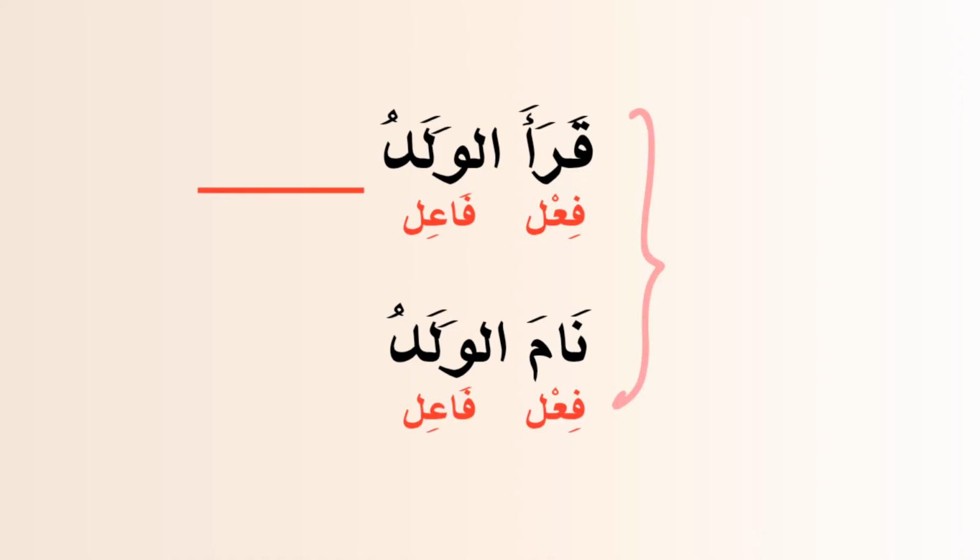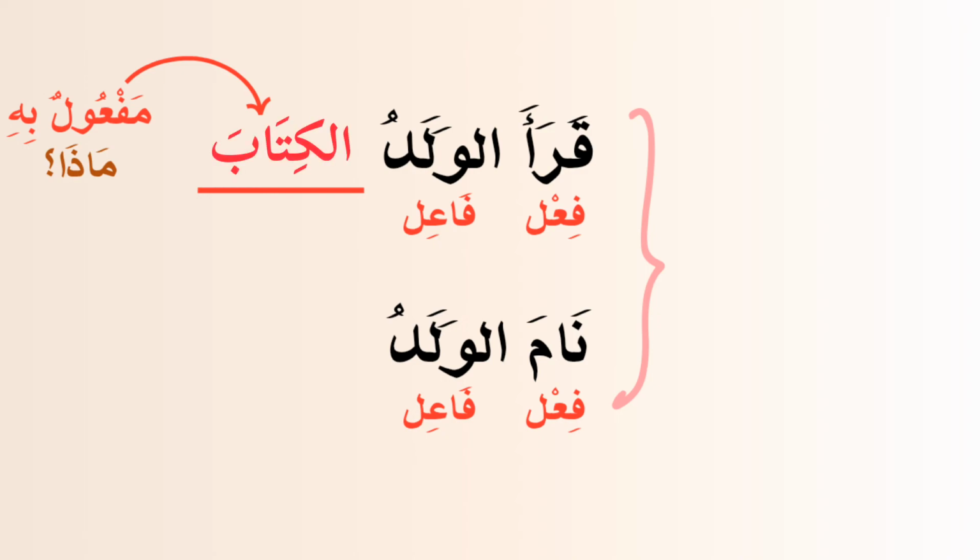Is there something missing in the first sentence? Yes, the object is missing. Why? Because when you read the first sentence, you automatically ask the question, what? Or ماذا? What did the boy read? ماذا قرأ الولد؟ The answer, for example, can be, the boy read the book. قرأ الولد الكتاب. The sentence is now grammatically correct because it has a complete meaning. So again, we can have verbal sentences with just the verb and the subject, and we can also have verbal sentences with the verb, subject, and object. It all depends on the verb.